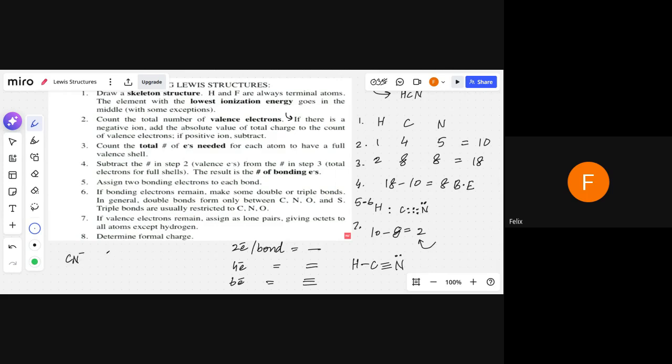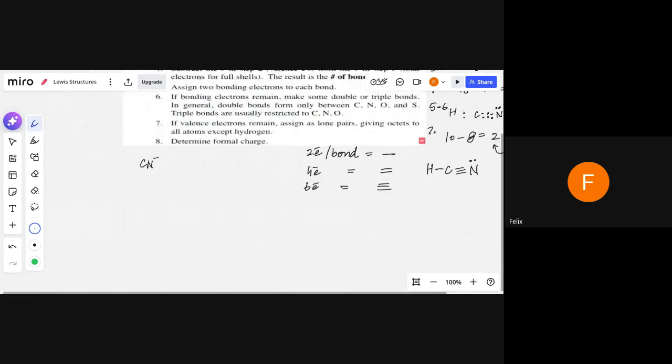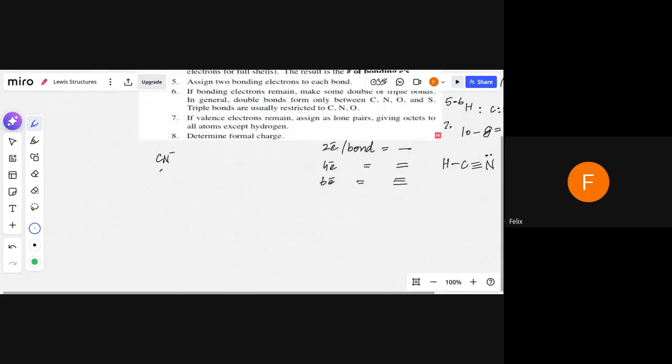So you can pause this video here and try to apply these rules on a cyanide ion, and let's see how it works. So now I'm going to draw the cyanide ion. Step one, count the skeleton structure. Here we have only two atoms, so it doesn't matter.